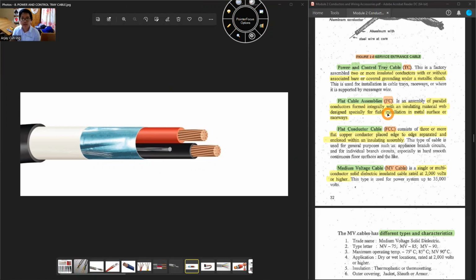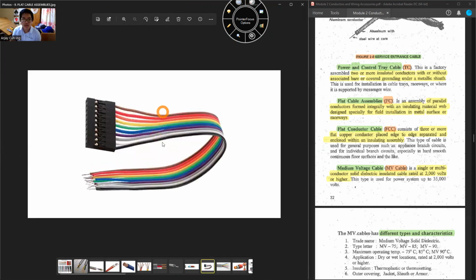So it is an assembly of parallel conductors formed integrally with an insulating material web designed specially for field installation in metal surface or raceway. Okay? So, pinaka-search natin class is yan. So, ang pinaka-distinct characteristic niya class is talagang parallel yung ating wires.